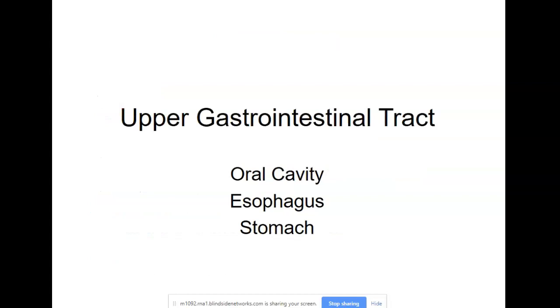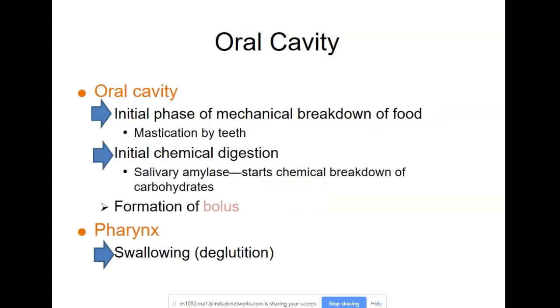So, going into the mouth, we'll work top to bottom in the body. Your oral cavity is really important because digestion begins in the mouth. I'm going to say it again real loud so everybody in the back can hear. Digestion begins in the mouth.